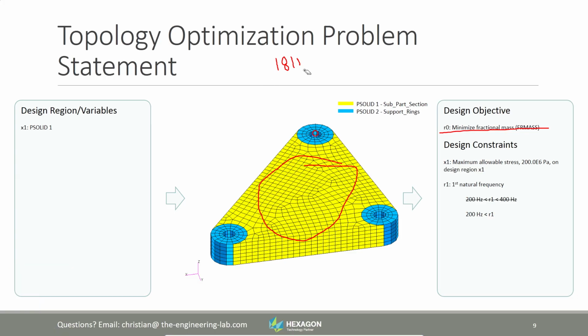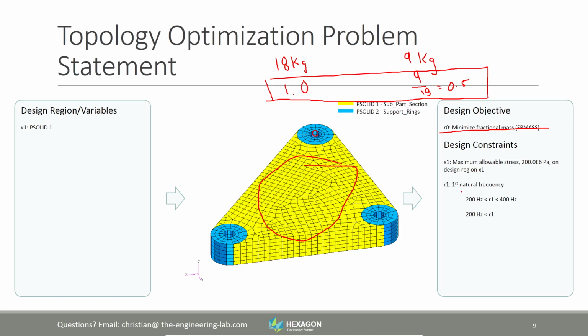So let's go ahead and erase this. As an example, suppose at the end of the optimization, the final mass is 9 kilograms. The fractional mass at the beginning is 1.0, since 18 divided by 18 gives you 1. And then at the end, it's 9 kilograms divided by 18 kilograms, so the fractional mass at the end would be 0.5. So here we are going to be dealing with fractional mass values.